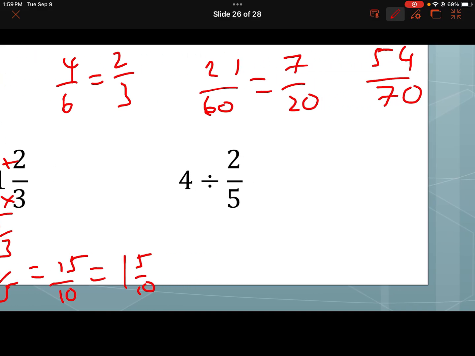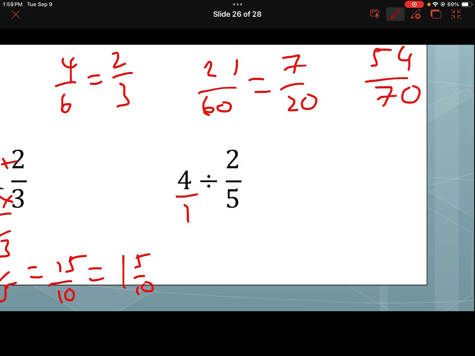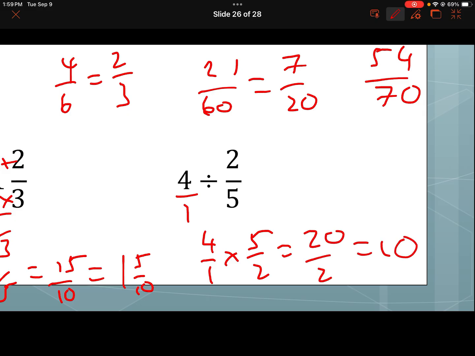And then last but not least, make this a fraction. Make it 4 over 1 times 5 over 2. Get your answer as 20 over 2, or just call it 10.